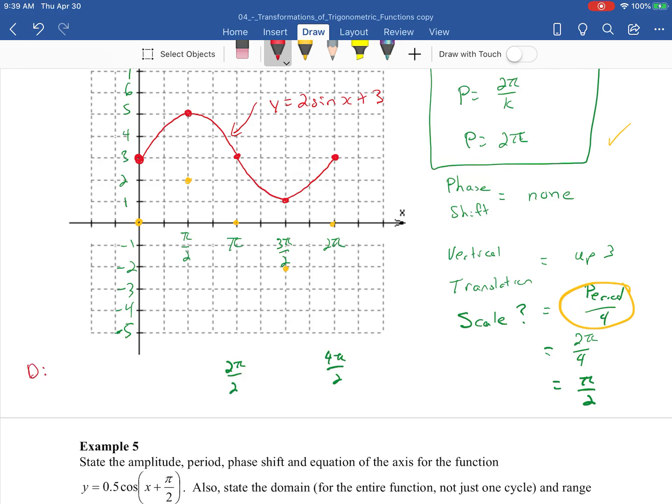And it said state the domain and range of the cycle. I've got to find some space here. Domain, x element of reals, 0 to 2 pi. And range, 1 to 5.